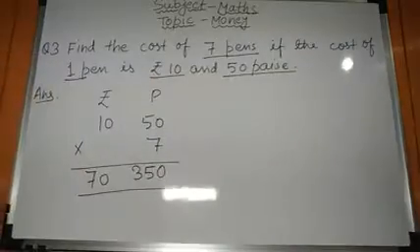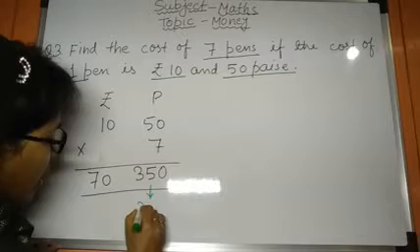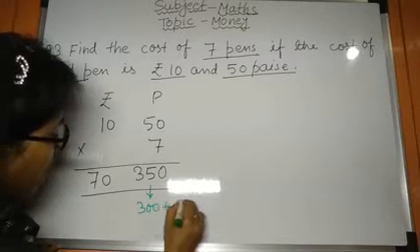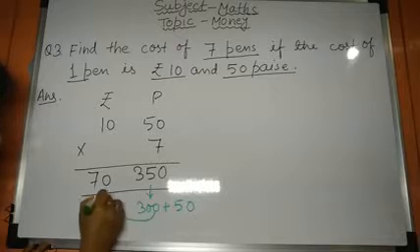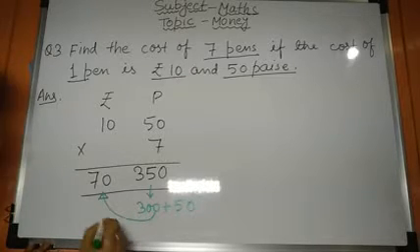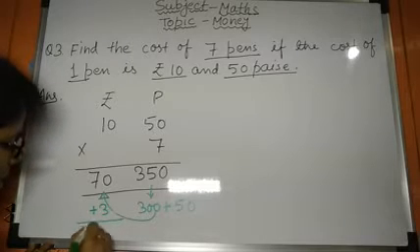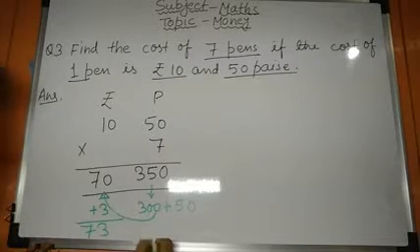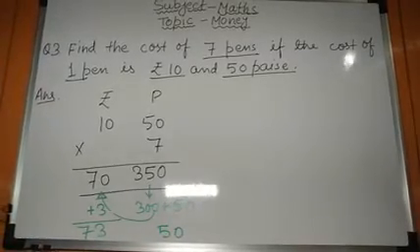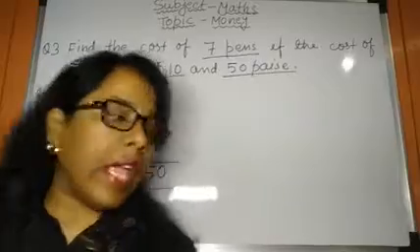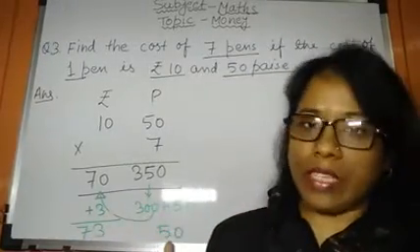Now 350 paise means 300 plus 50 paise. This 300 paise we will give to rupees, so it will convert into 3 rupees. 70 plus 3, that is 73 rupees, and here it will be 50 paise. So the cost of 7 pens will be 73 rupees and 50 paise. Fine.